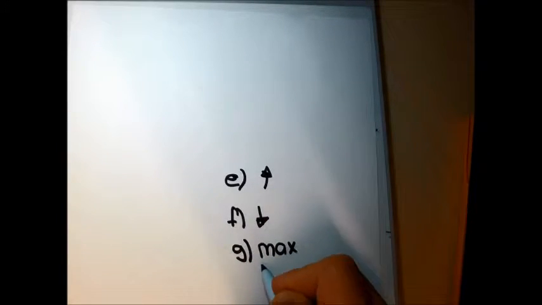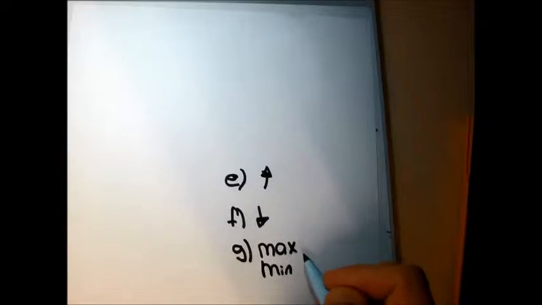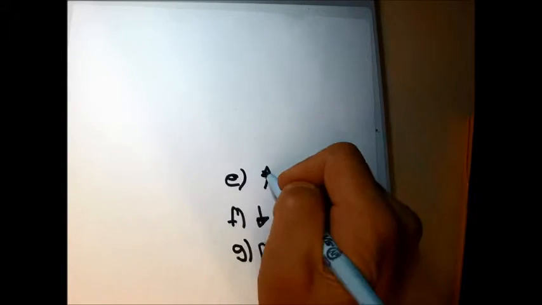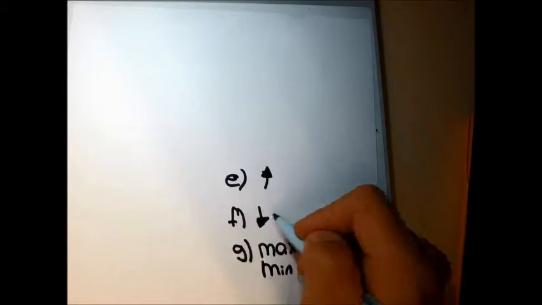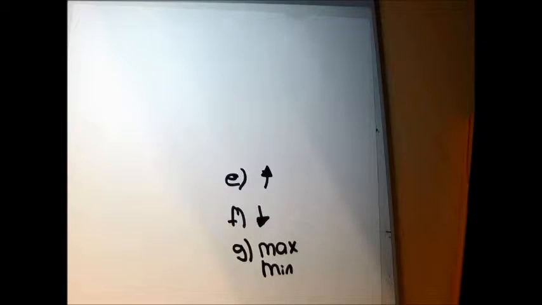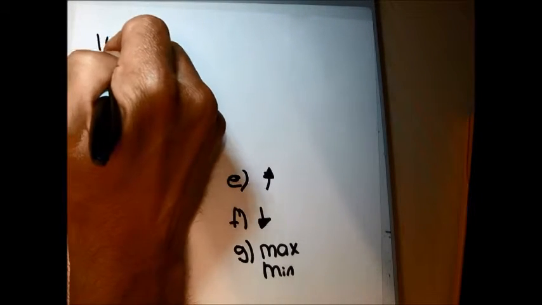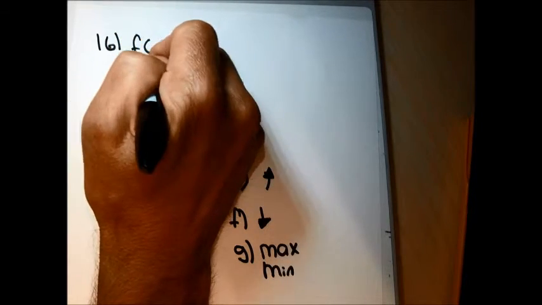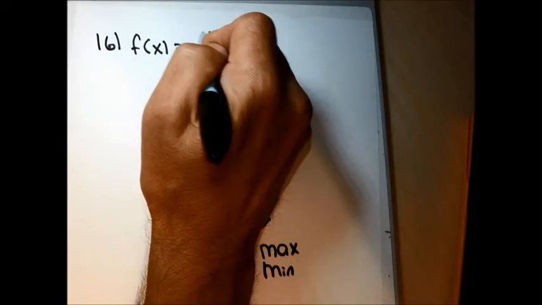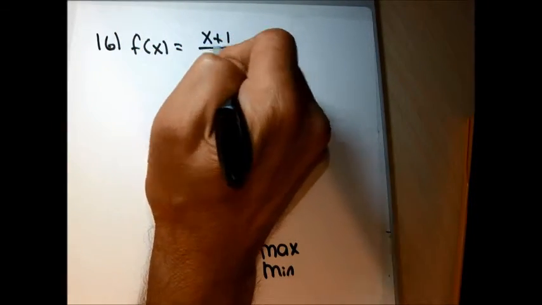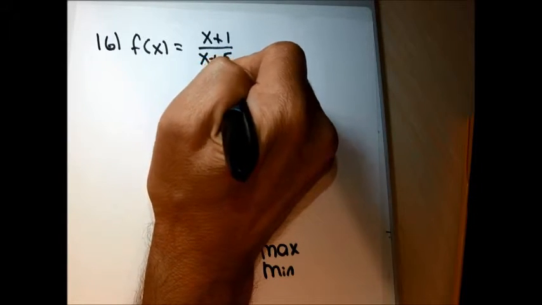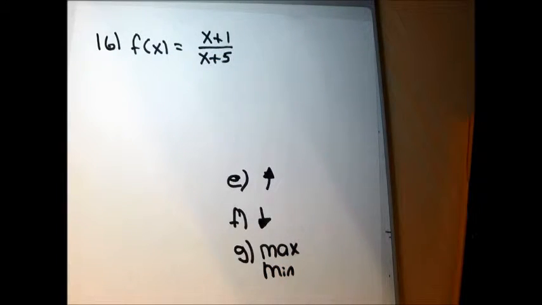Notice I'm getting lazy because I don't want to write the word increasing and decreasing. It's enough just to put an arrow up to mean increasing and an arrow down to be decreasing. And I'm not even writing relative for maximums and relative for minimums. So this function, 16, was f of x equals x plus 1 over x plus 5. Because there's an x in the numerator, I'm not going to rewrite this to use the chain rule, it wouldn't make it much easier.